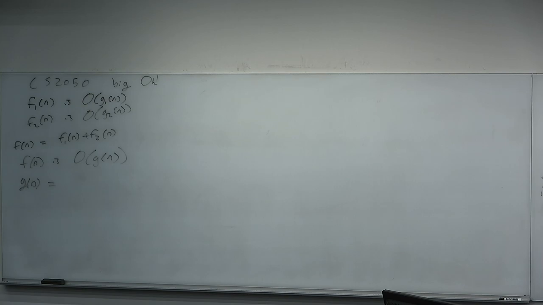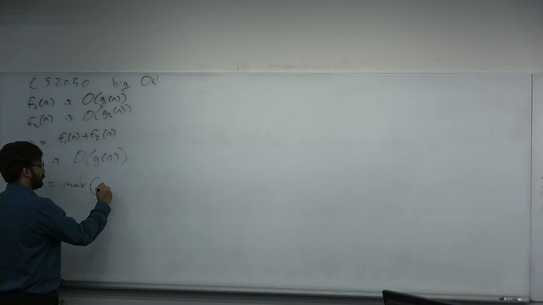Instead of delegating perhaps to the formal definition of big O, delegate to your intuition. f of n is a sum of two functions. What should be an upper bound of the sum of two functions in terms of the upper bounds of each of those functions? There are several answers to this question. g of n is equal to, which one is larger, g1 or g2? Yeah, exactly. We'll call it the max of g1 and g2.